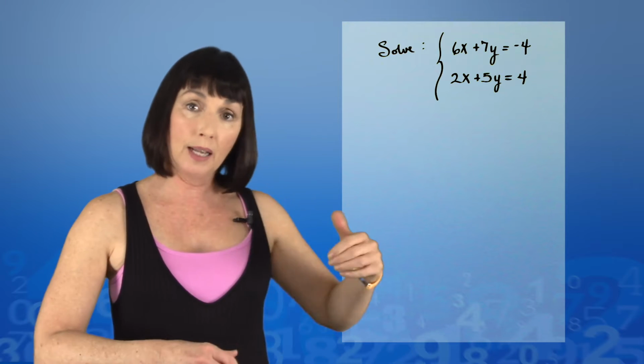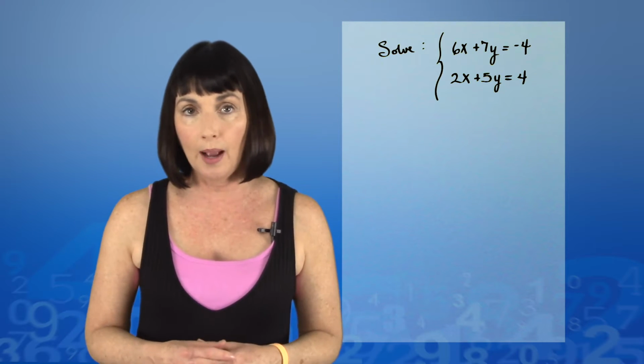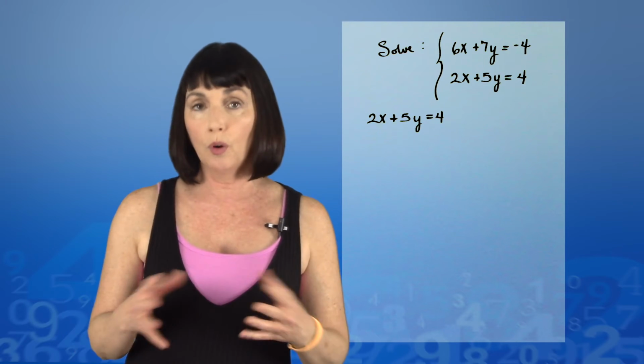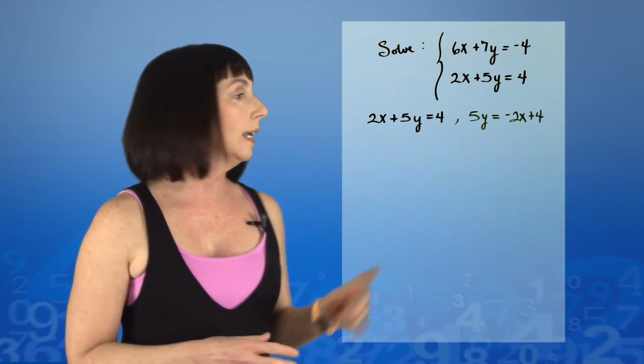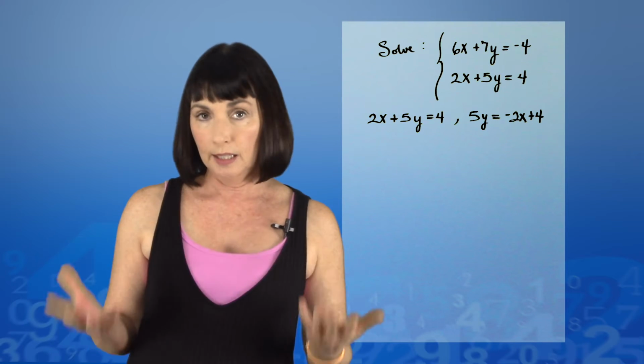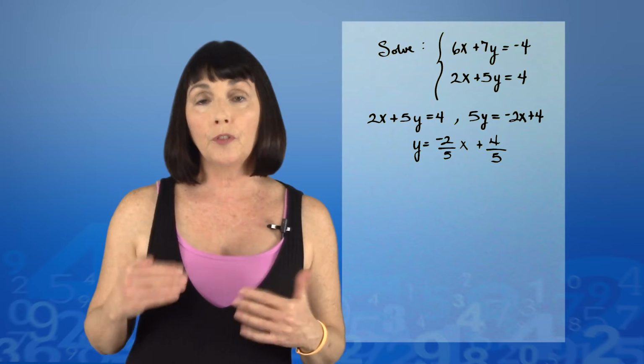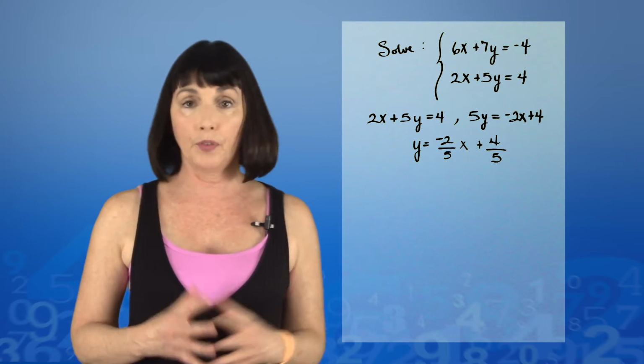Okay, so I'm going to take my second equation and solve it for y. My second equation is 2x + 5y = 4. So solving for y, I get 5y = -2x + 4, so y = -2/5 x + 4/5.